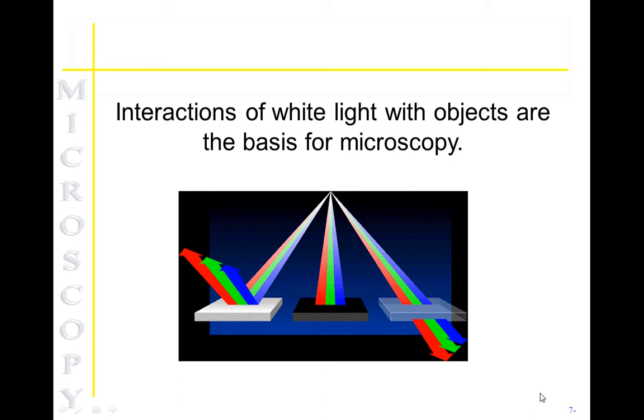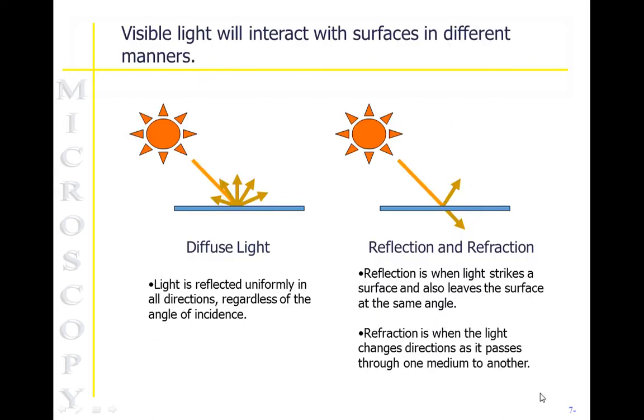The basis of microscopy is the interactions of white light with various objects. Visible light or white light is going to interact with those objects or the surfaces of those objects in different manners. It can either be diffuse light, reflection, or refraction.